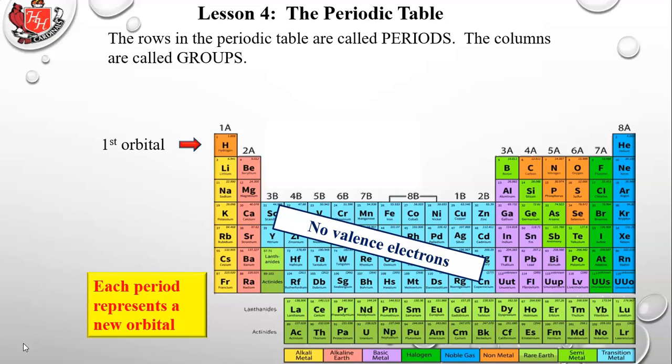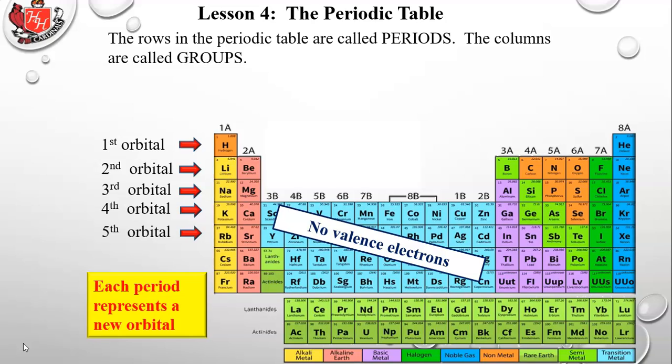So the first row represents the first orbital. So hydrogen and helium have one orbital because they're in the first row. The second row represents the second orbital. So lithium all the way through neon over on the right has two orbitals. The third row represents a third orbital, the fourth row a fourth orbital, and so on down the periodic table. You're just adding orbitals. So that's starting to give you an explanation as to why the periodic table is shaped the way it is.